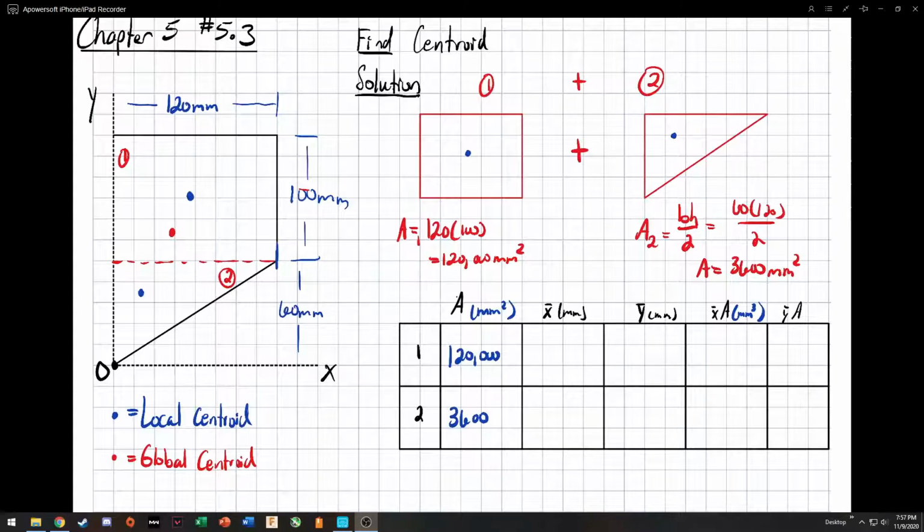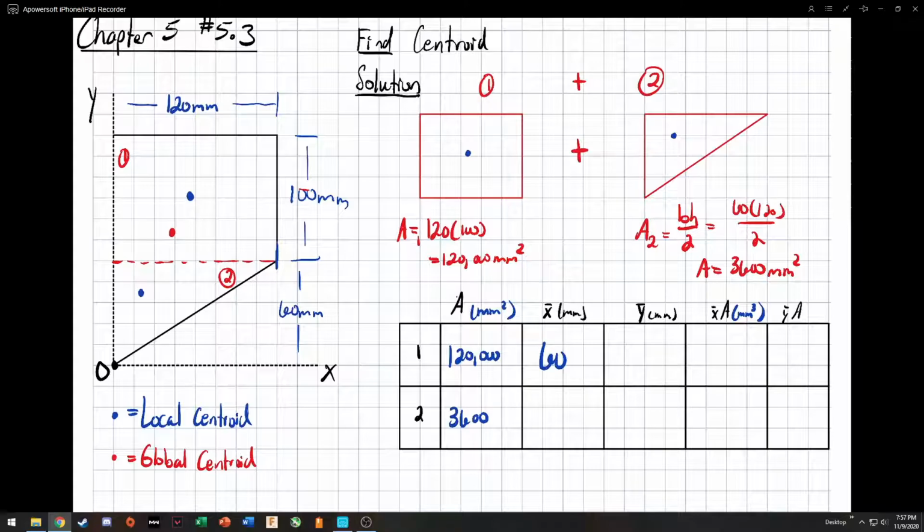Starting at the origin to find our center at the x of the rectangle, we go out halfway of our length or our width, which is half of 120, so it's going to be at 60. And that's going to be our x bar, 60.